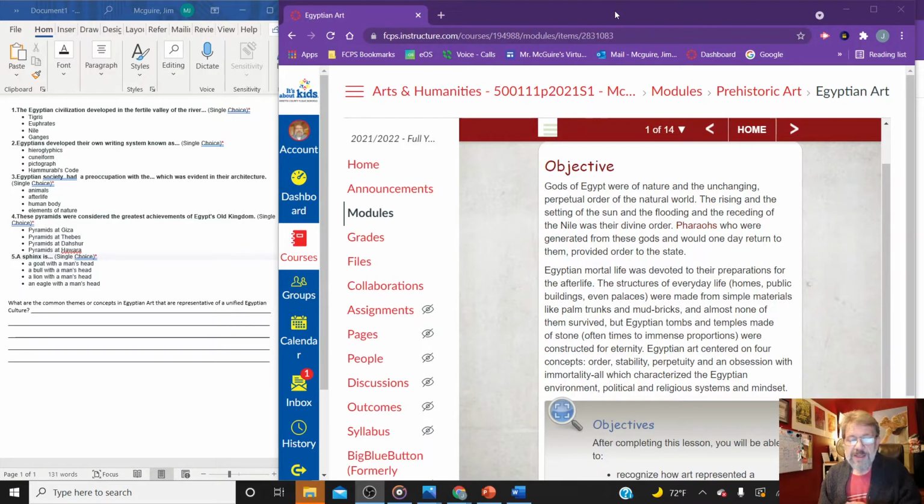Egyptian art centered on 4 concepts, and these are the 4 ideas that we want to kind of take a look at right now. You should be writing those down in that little open response area. These are the 4 things we want to kind of look at. The themes that carry throughout: order, stability, perpetuality, and the obsession with immortality. These were characterized in the environment, the political system, the religious systems, the mindset, the way they did everything. You can kind of see, even as different rulers, different dynasties come and go, these 4 themes sort of remain paramount in the evolution. Okay. So right now you should be putting those 4 there.